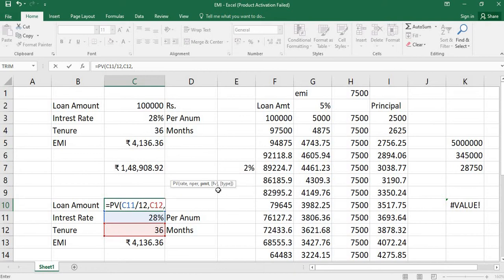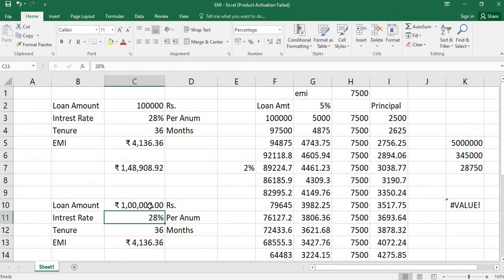The next is future value. It is how much EMI he has been paying. He will pay from now, so count it as a minus, and close the bracket. So we get the loan amount of rupees 1 lakh.